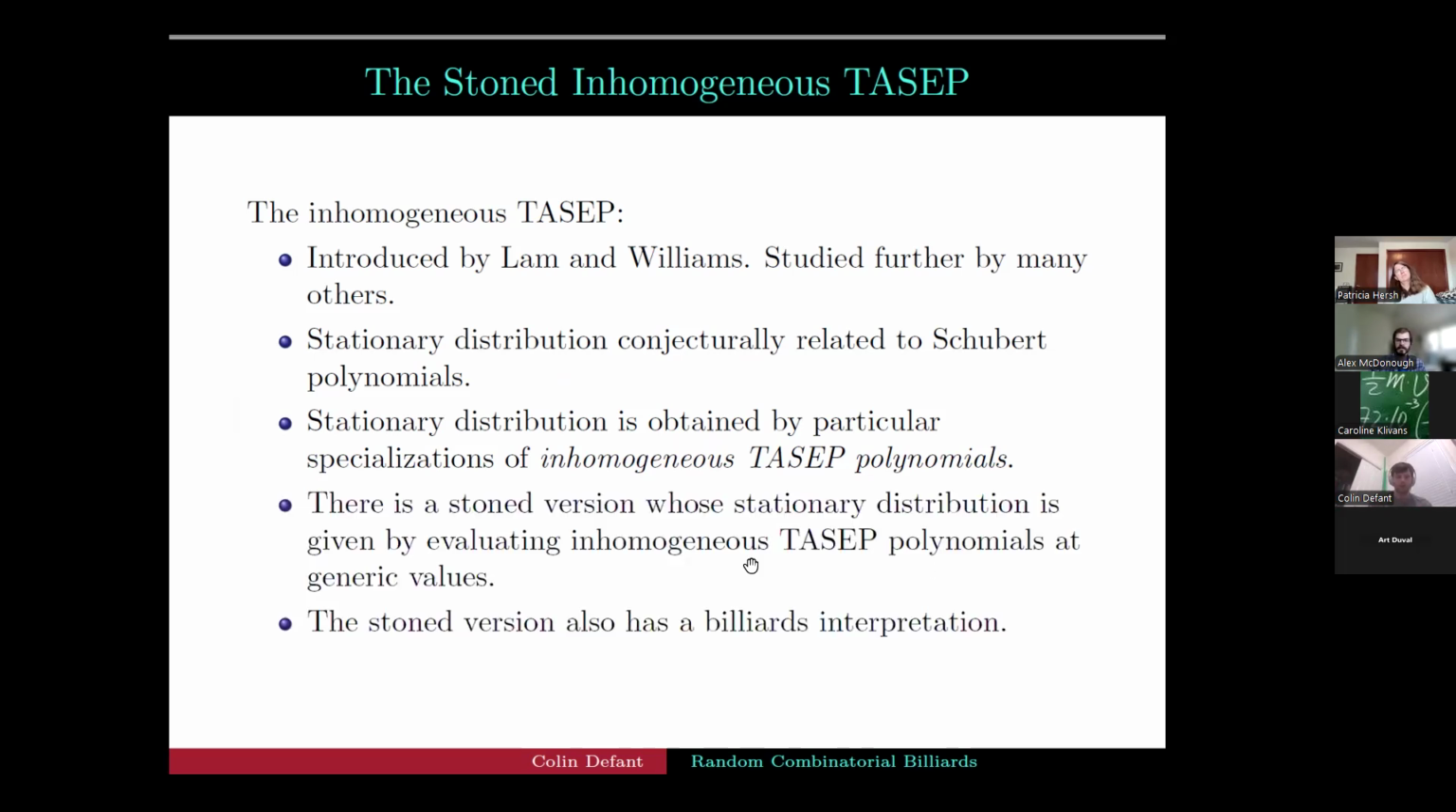And so I define this thing called the stoned inhomogeneous TASEP, and you get the stationary distribution of this Markov chain by plugging in generic values into these inhomogeneous TASEP polynomials. Okay. And this also has a billiards interpretation. I was mentioning a few slides ago that the stoned multi-species ASEP has an interpretation in terms of a random combinatorial billiard trajectory in the torus. This also has a similar interpretation. It's just a bit more complicated.